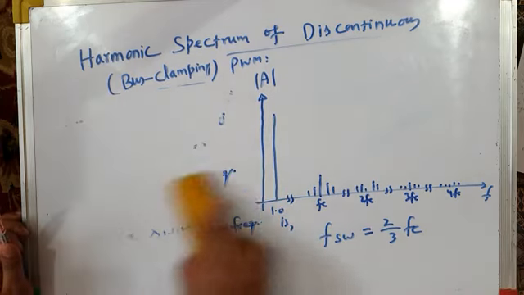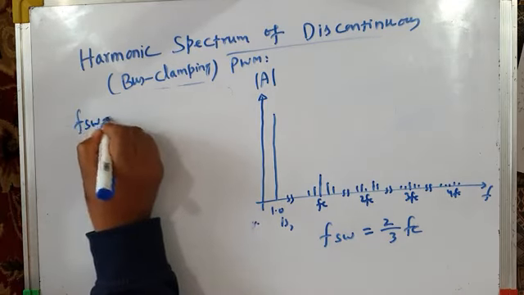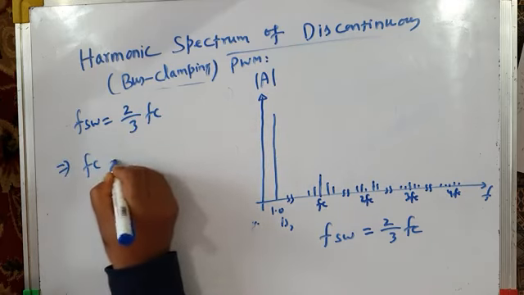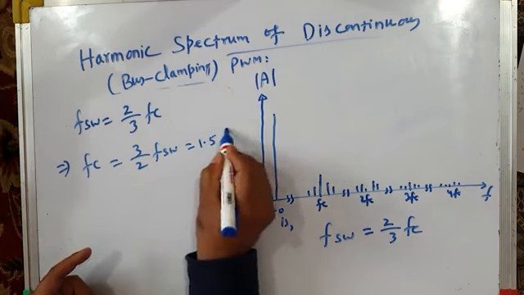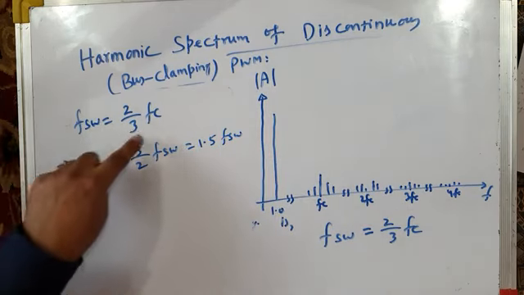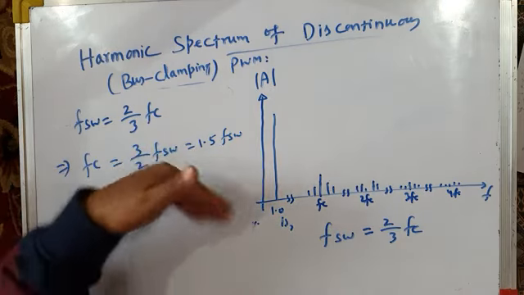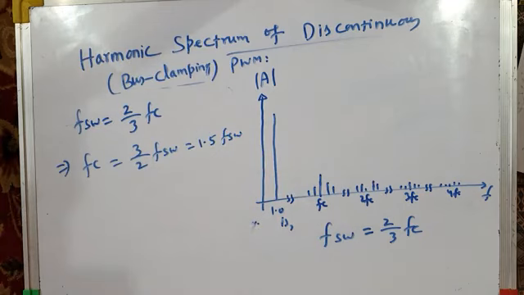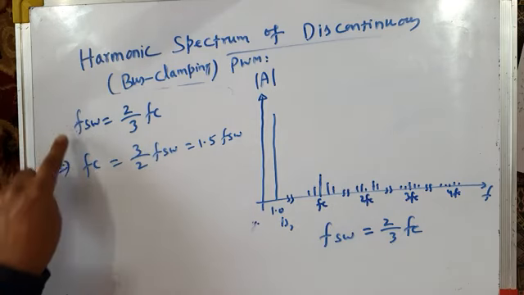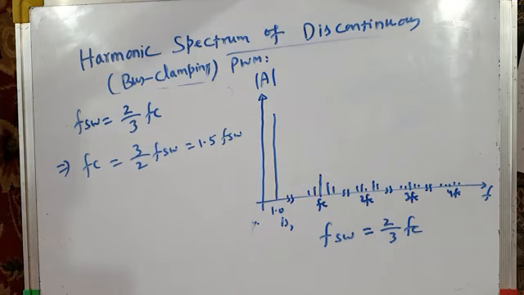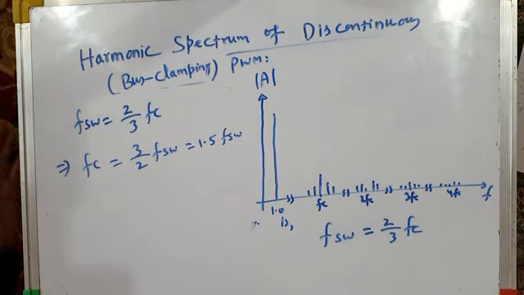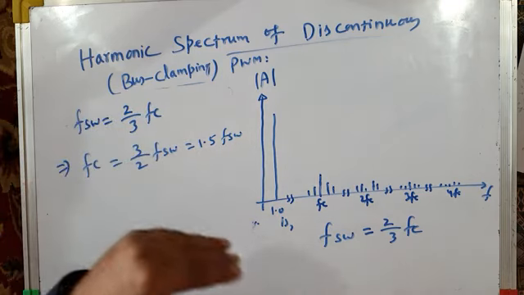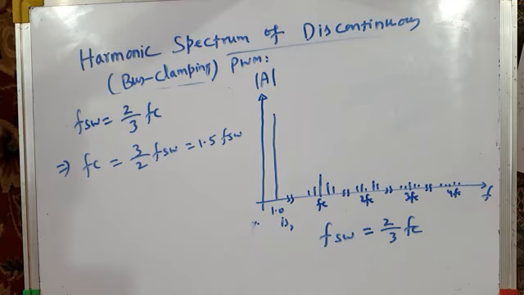In other words, I will write it again: effective switching frequency is 2/3 FC. From this, what is carrier frequency? Carrier frequency comes out to be 3/2 of the effective switching frequency. That means carrier frequency is 1.5 times the switching frequency, or switching frequency is 2/3 of carrier frequency. So since effective switching frequency is only 2/3 of the actual carrier frequency, switching power losses are less in any type of bus clamping technique, whether it is 60-degree clamp PWM, continual clamp PWM, 30-degree clamp PWM, or split clamp PWM. The effective switching frequency is reduced, and the switching power losses are also reduced.